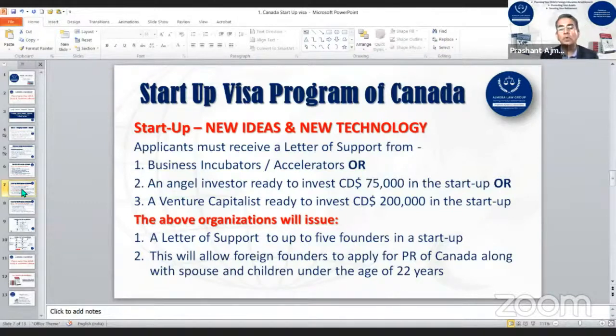And that letter of support is basically your ticket, or qualifies you to apply for permanent immigration to Canada with husband, wife, and children under the age of 22. So those are the very basic requirements. Now, under this program, who can qualify?